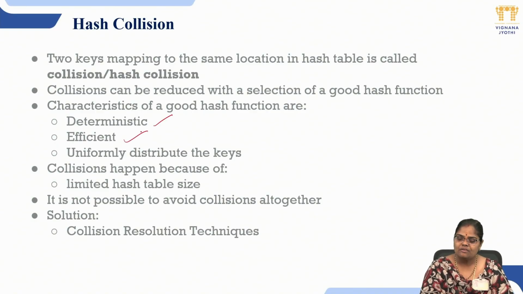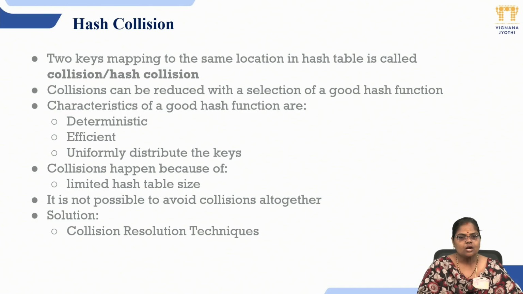Next, efficient. Efficient in the sense that the hash function we have chosen should take less time and space, possibly. So the time complexity should be low in terms of efficiency. Next, the third property is to distribute the keys uniformly. Every hash function will try to distribute the keys uniformly, but if a hash function doesn't distribute the keys uniformly, then it is not said to be a good hash function. So distribute the keys uniformly in the hash table.